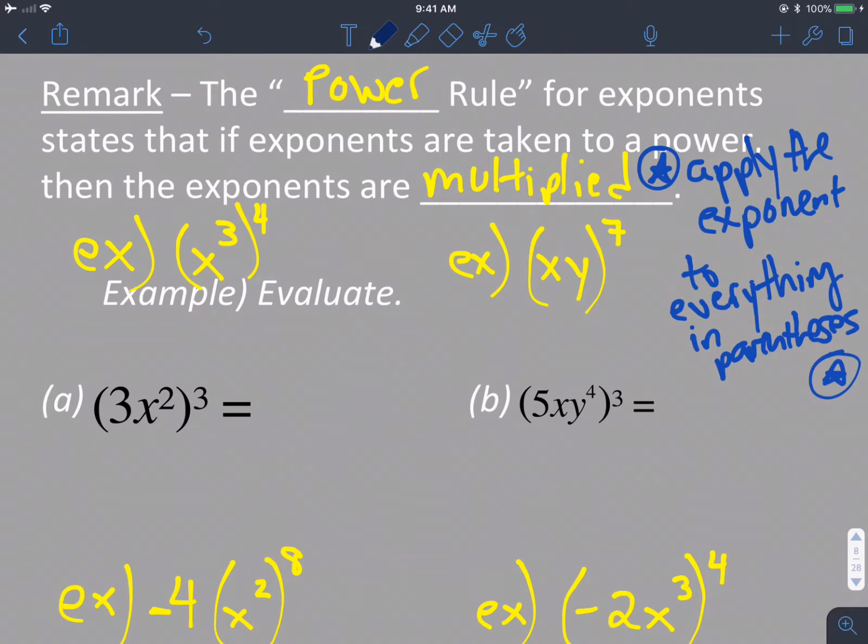That's my little note for this one. So x to the third taken to the fourth power. 3 times 4, 12. So x to the 12th.